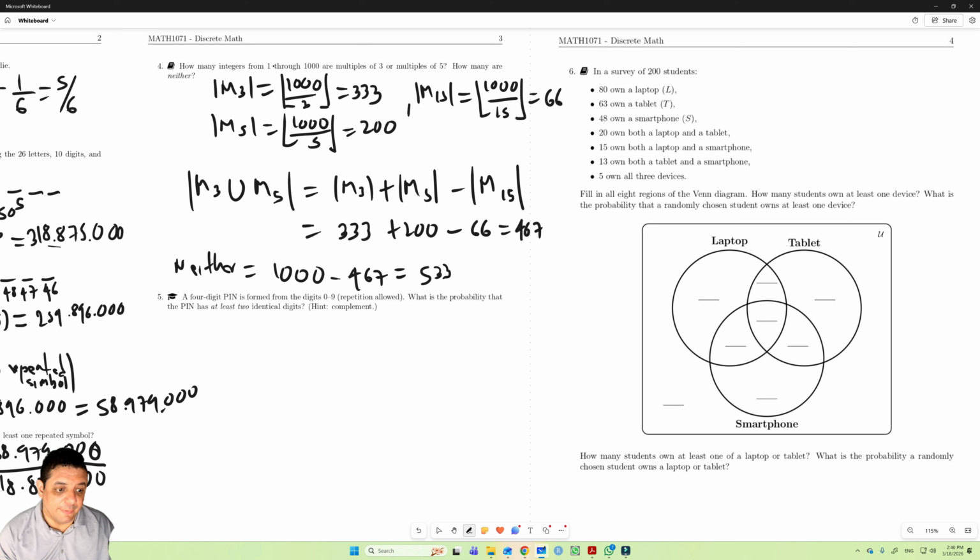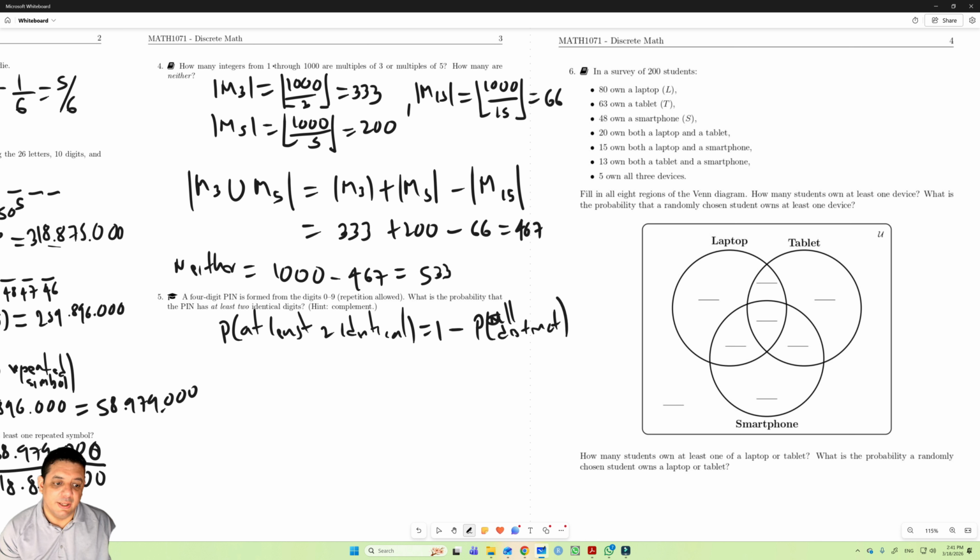Question number 5. 4-digit pins formed from digits 0 to 9. What is the probability that a pin has at least 2 identical digits? So notice this, at least 2 identical digits, and we want to do the complement. So the way that we do this is, at least 2 identical is 1 minus the probability of none identical, all distinct digits.